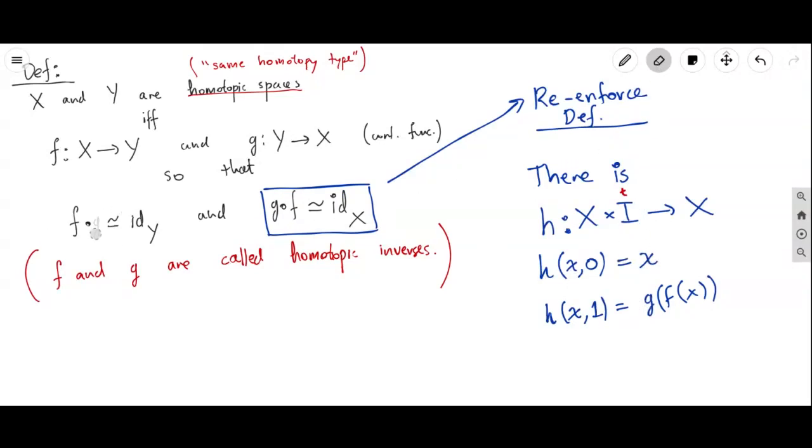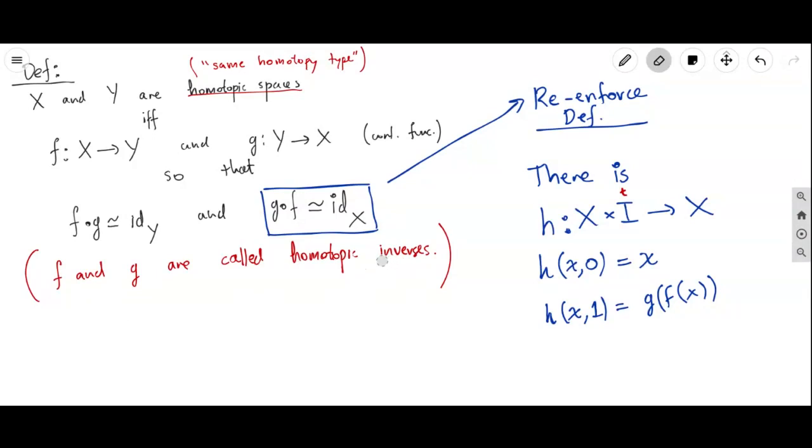And then something very similar happens with this one. This is the definition of homotopic spaces. And now I want to show you some examples. I guess I should say one more thing, why we care about this.